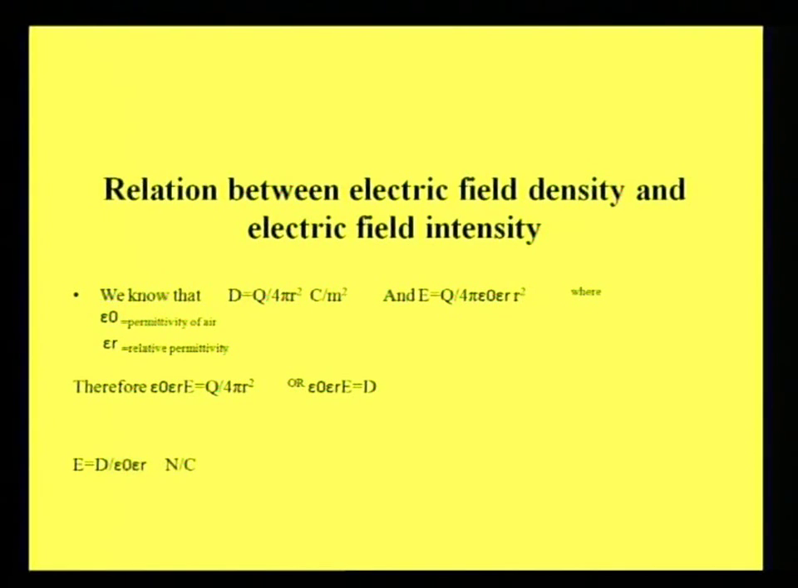We have already discussed the permittivity and the role of permittivity. If the permittivity is high, then the force will be high, and if the permittivity is low, then the force will be low. So we can compare that epsilon 0 epsilon r E is equal to Q by 4 pi r square, but Q by 4 pi r square is electric field density D. So we can say that epsilon 0 epsilon r E is equal to D. So here we have a relation between electric field density and electric field intensity, which is E is equal to D by epsilon 0 epsilon r, and the unit is Newton per coulomb.